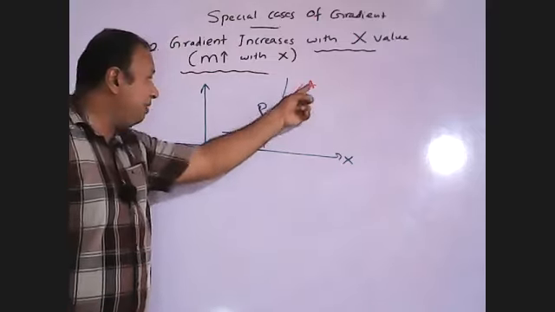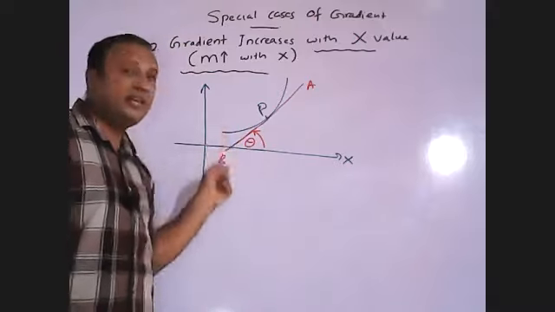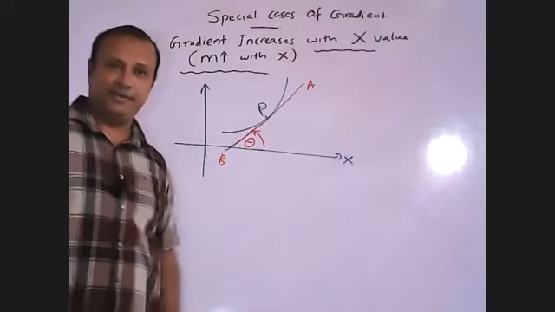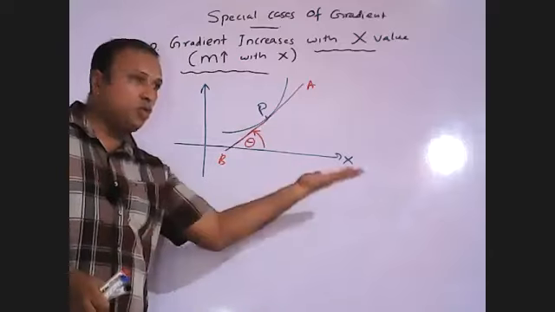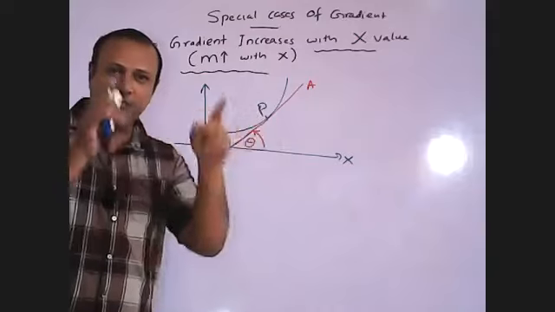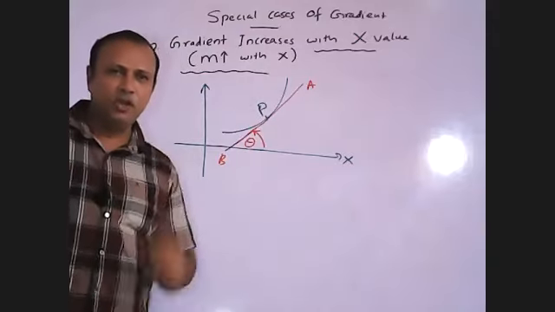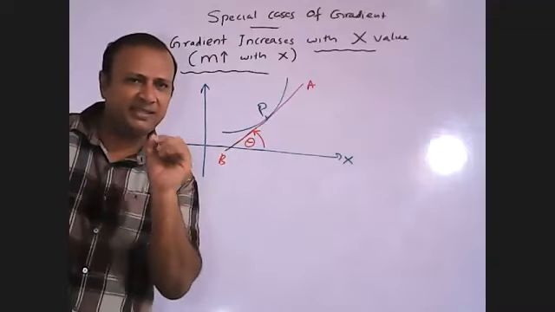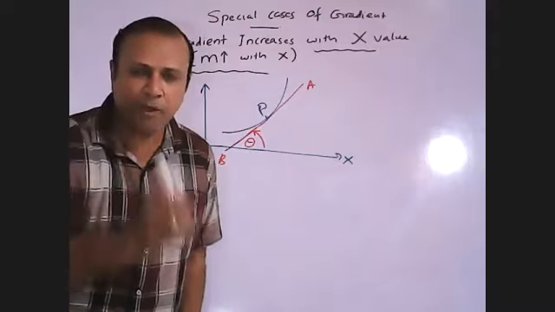Theta is the angle between AB and the x-axis. AB is a straight line. The x-axis is also a straight line. Therefore, theta is the angle between two straight lines. Did you get my point? Theta is an angle between two straight lines. Did you get my point?